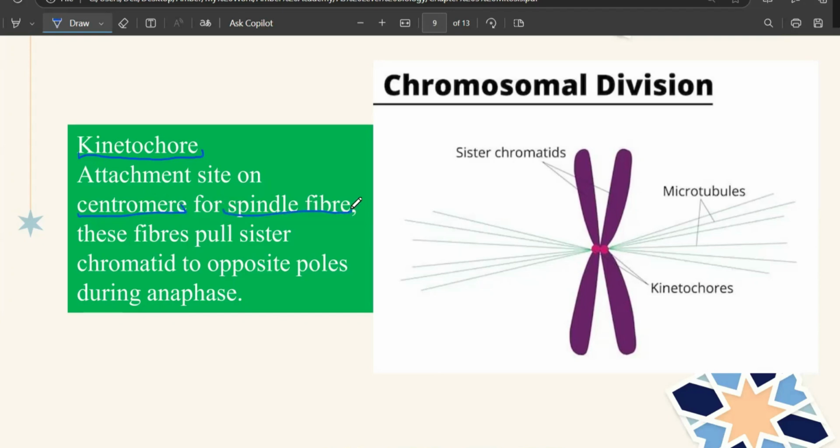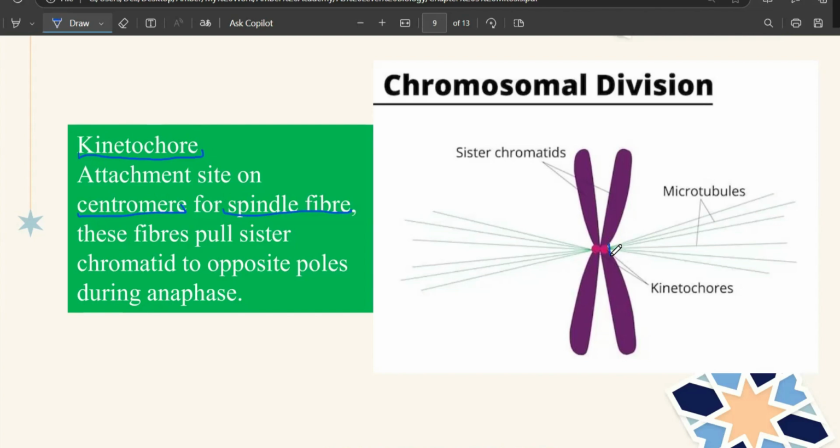So we talked about these spindle fibers that they are produced during cell division and they work like a rope. They pull the chromosomes towards the opposite poles. So you can assume kinetochore is the hanger, like we hang our clothes in hangers, right? So you can assume kinetochore to be the same hanger and it's present on your centromere. Okay, you cannot see it properly.